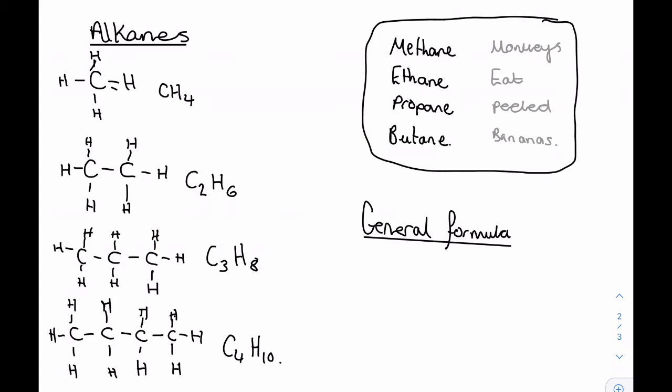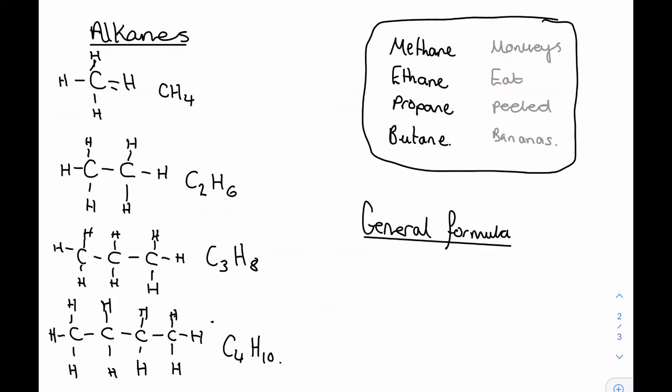Now the way I remember this, and you might want to come up with your own rhyme or use mine, is monkeys eat peeled bananas. So it starts with monkeys, which links to methane because they both begin with an M, and then we've got ethane is eat, peeled is propane, and finally bananas links to butane, and that just allows me to remember the order in which the alkanes come. So we know that CH4 now is methane, and C2H6 is ethane, and C3H8 is propane, and C4H10 is butane.